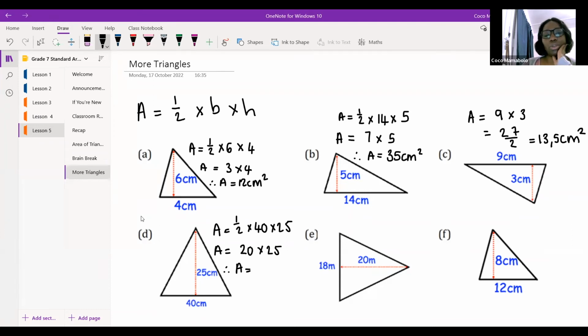What is area equal to, my guy? If you're stuck, check in the chat. Forgot his squared. 500 centimeters squared. Good. 500 centimeters squared. There we go. Excellent. Well done. All right.